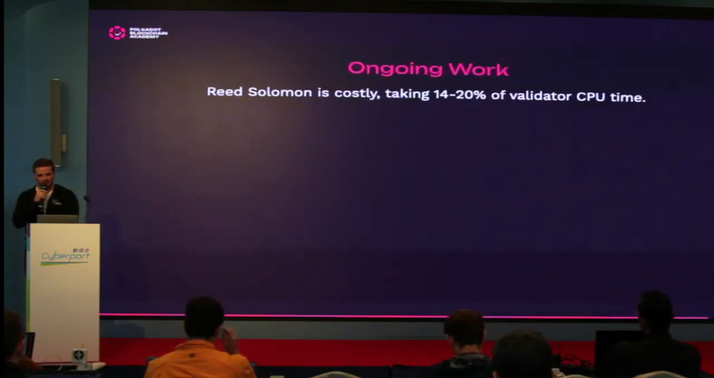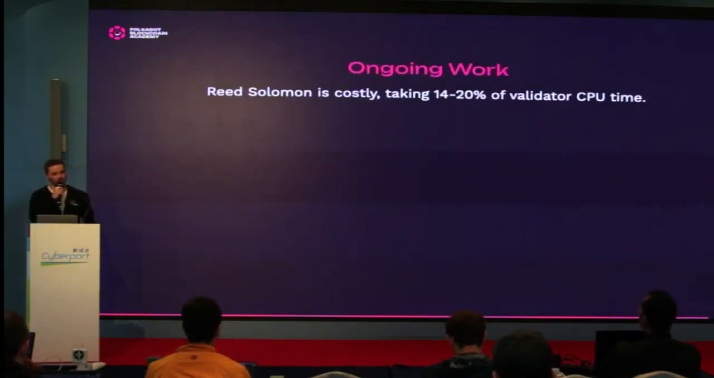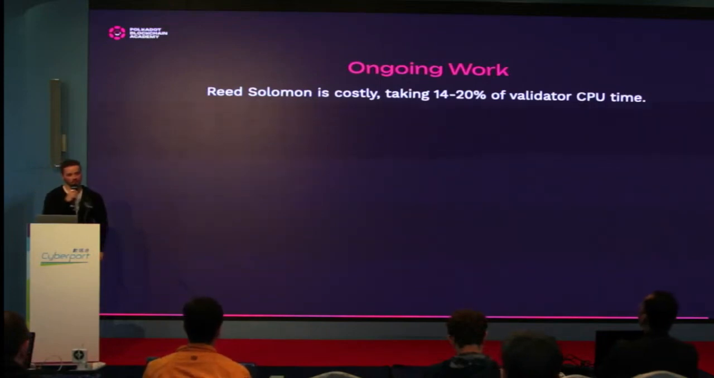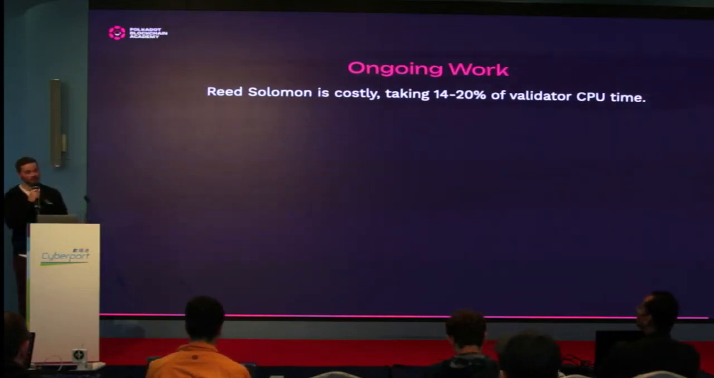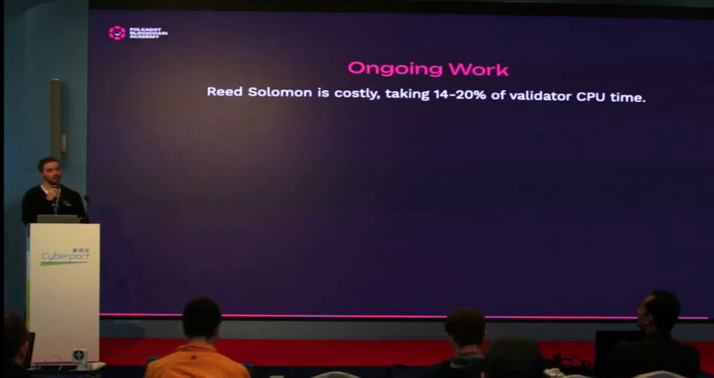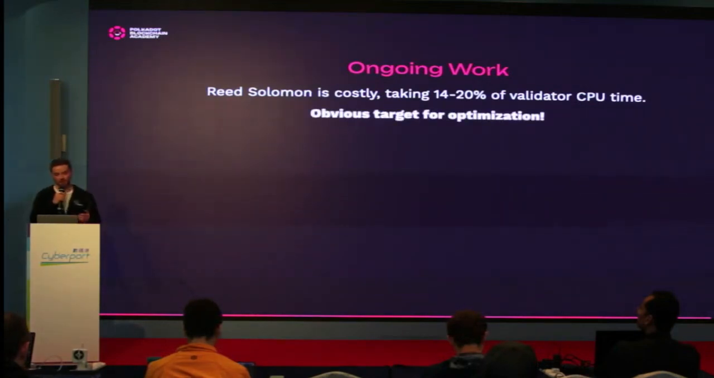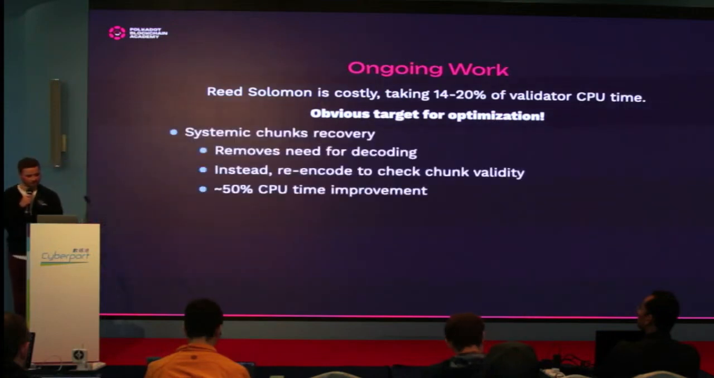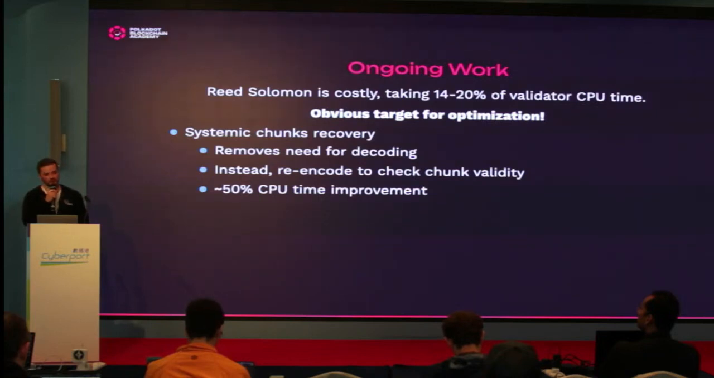All right. So moving on, I'm going to speak briefly about some ongoing work that we're doing to improve this whole process. Reed-Solomon is costly. It takes 14 to 20% of validators' CPU time, based on our calculations. So this is an obvious target for optimization. We have a few ideas that we're working with to optimize this.